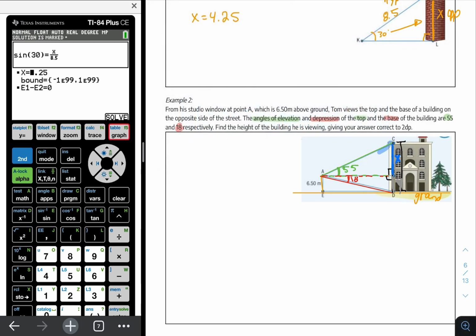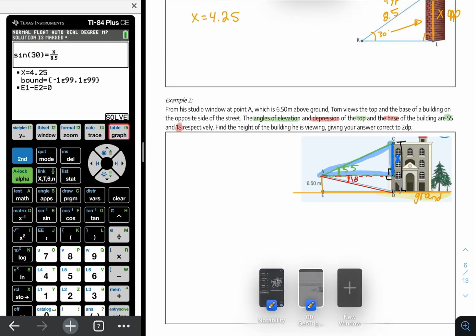Using the top triangle ACB, we can find the missing part of the wall. We have the angle 55. We are looking for the opposite side, and we actually don't know any other information in this triangle. So maybe starting with this triangle isn't the best approach. Let's look at the second triangle and see what we have.